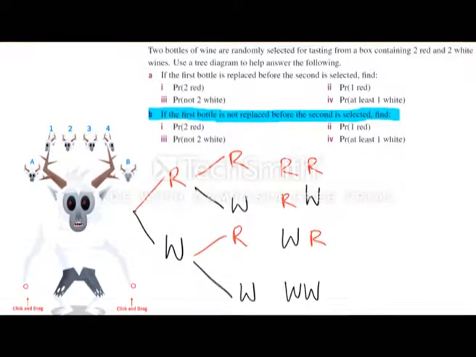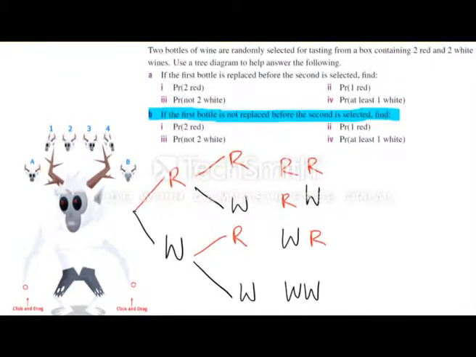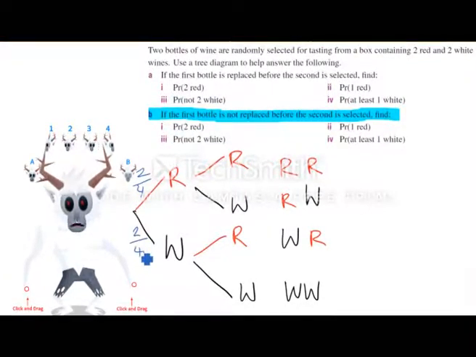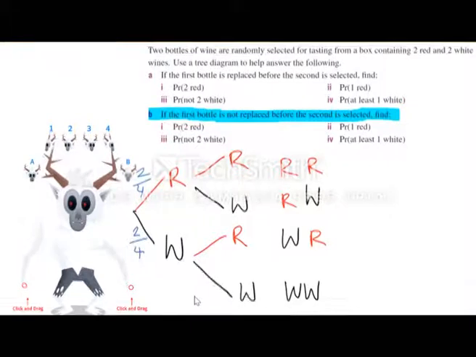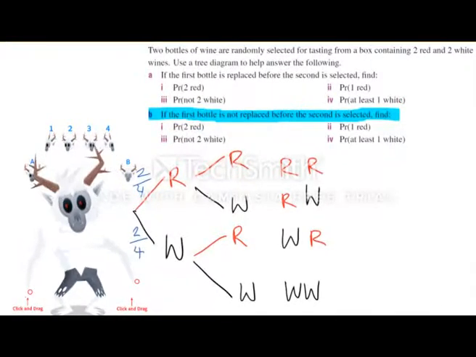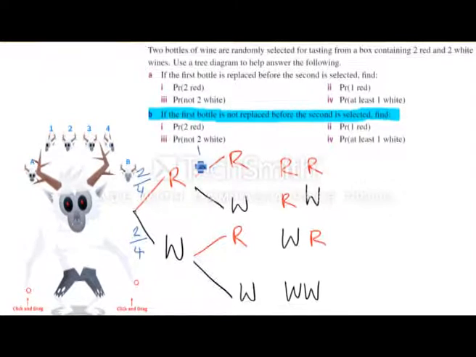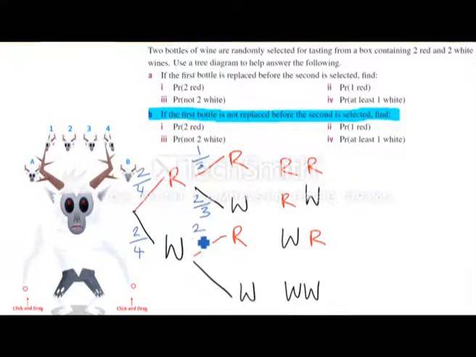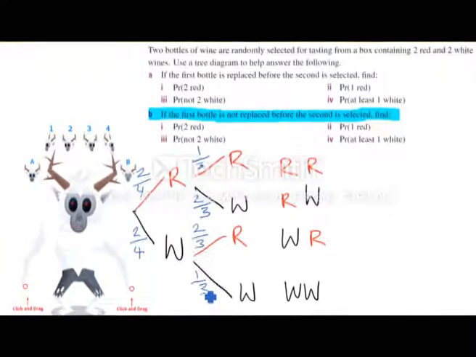So at the start, obviously, we have got a 2 in 4 chance of getting a red or of getting a white. If we pick a red one first, then obviously there's only one red left out of the 3 bottles, and there's 2 whites still left. If we had picked a white one first, there would have been 2 reds left and 1 white left out of the 3 that are remaining.